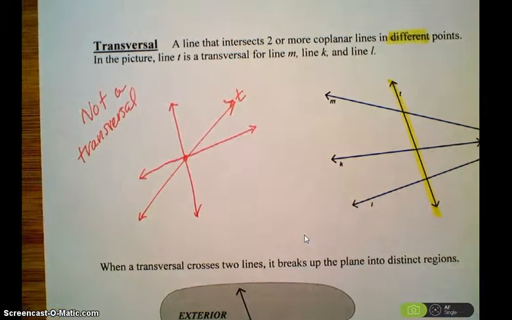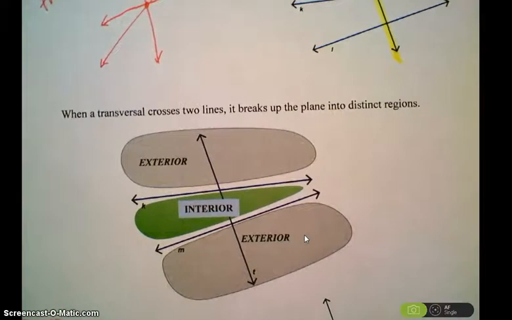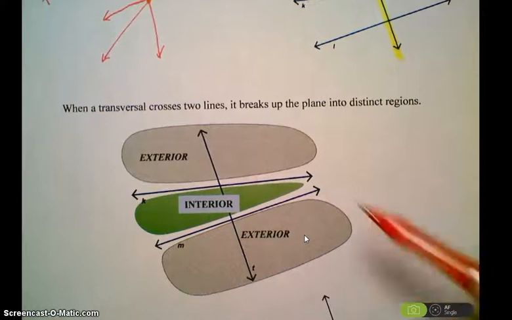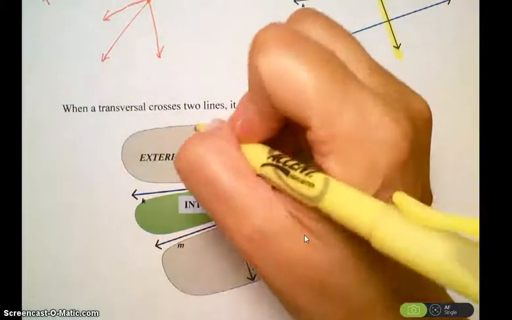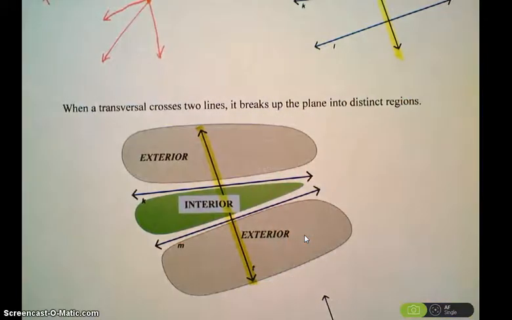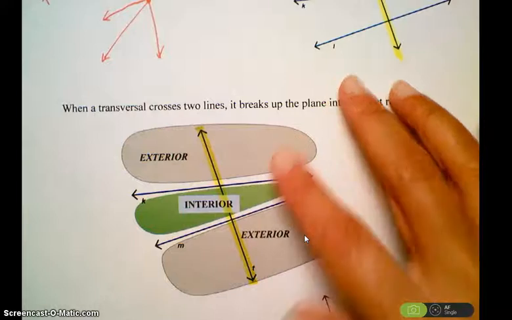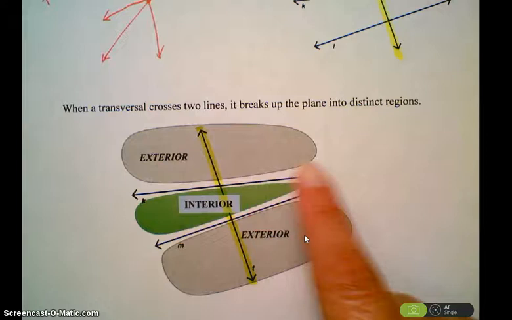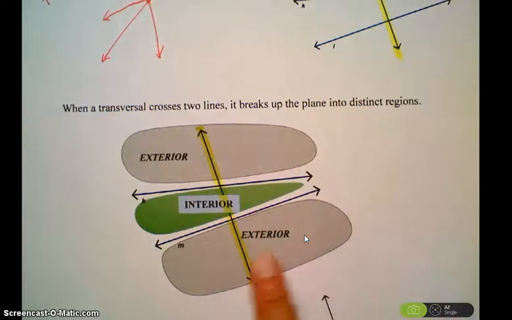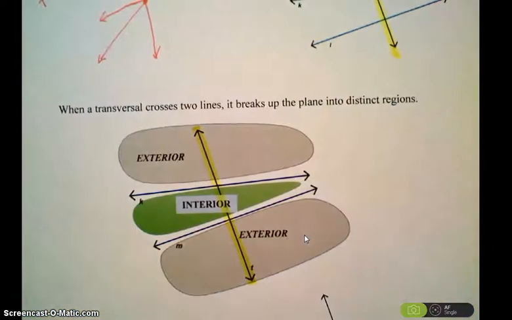Also, when a transversal crosses two lines, it breaks the plane up into distinct regions. So take a look here. You don't have the color version, you probably have shades of gray, but the two lines, line K and line M, with again transversal T cutting across them, has this upper area, which would be considered exterior because it's not between the two lines, the interior, which is the area between the two lines, and then the exterior, again, outside of that region that's containing the two lines.